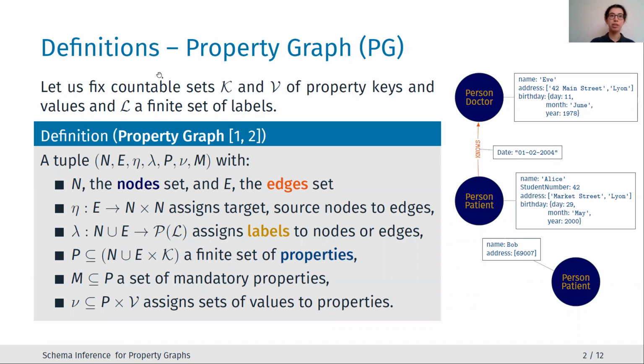So let's go on and define property graphs. You can see here a formal definition that can be found in the literature, but basically, a PG is a directed graph where nodes and edges can be labeled, and they also can hold properties, which are key value pairs. So for instance, here we have a node labeled person and patient, and it has a property with a key name and the value Alice.